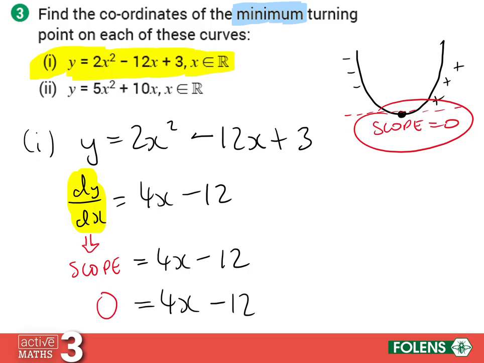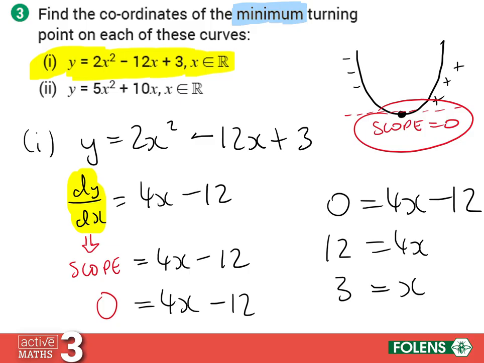What does that mean for us? Well, we just sub in 0 for the slope. We're now going to find x, so we add 12 to the right, and we're left with 4x. Add 12 to the left, we get 4x equal to 12. Divide both sides by 4, and we get x is equal to 3. Now, that is only your x value of the coordinate. You've got to remember that a coordinate comes in a pairing of x before y. We've got 3, we don't have y. How do we get y?